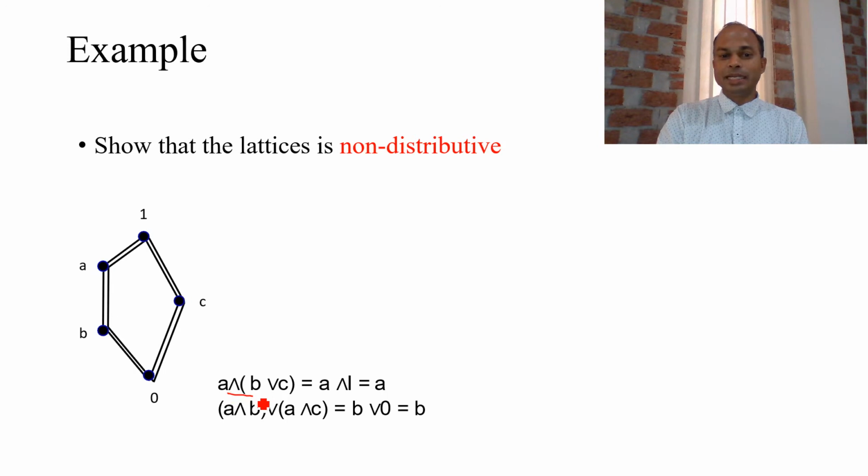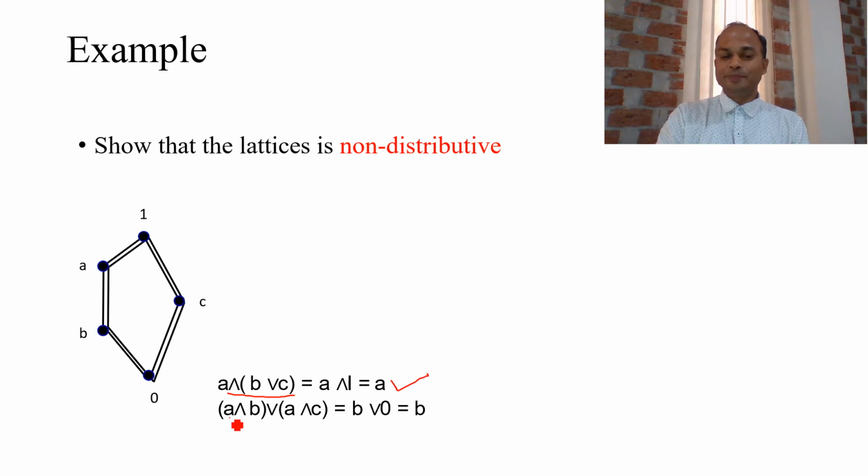If we calculate A intersection (B union C), first of all, we calculate B union C. B union C means we have to find the least upper bound. The least upper bound of B and C is 1. So we write B union C equals 1. Then A intersection 1: this is A here, this is 1 here. The greatest lower bound of A and 1 is A. So we write this equals A.